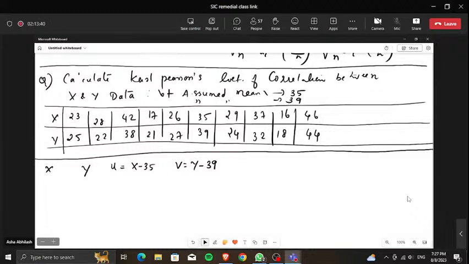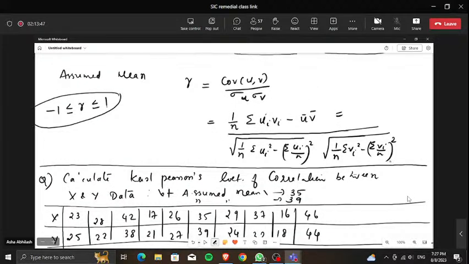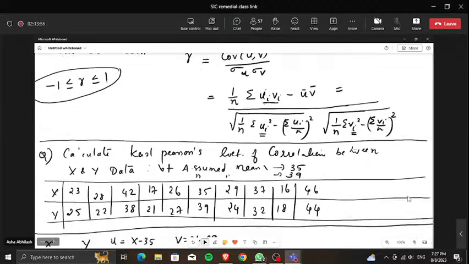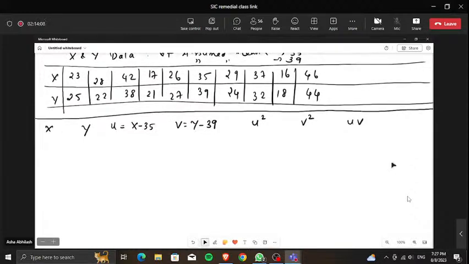After finding u and v, what columns do I require? Summation of u and v, the product uv, then u square and v square. So I require three more columns: u square, v square and uv. These three columns are required. Now quickly complete this table.